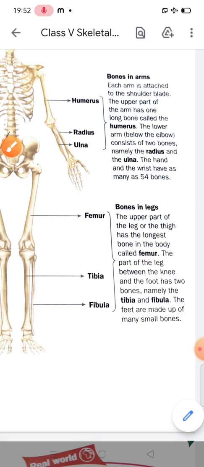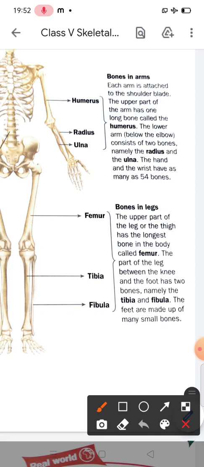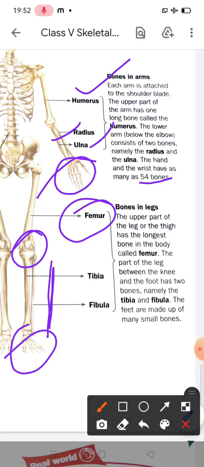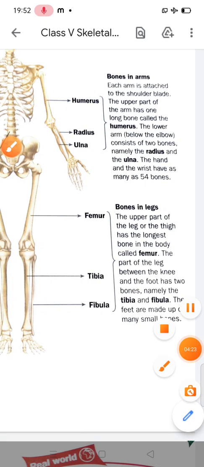So how many bones are present in arms? 3 bones. Yes, what are these? Humerus in the upper arm and radius and ulna in the lower arm. And how many bones are present in the hand or wrist? 54 bones are present. Now students, bones in legs. How many bones are present in legs? 3 bones. In the upper leg, femur is the longest bone in the body. And the part of the leg between the knee and foot has 2 bones, called tibia and fibula, and the feet are made up of many small bones. Okay, so you read this very carefully.